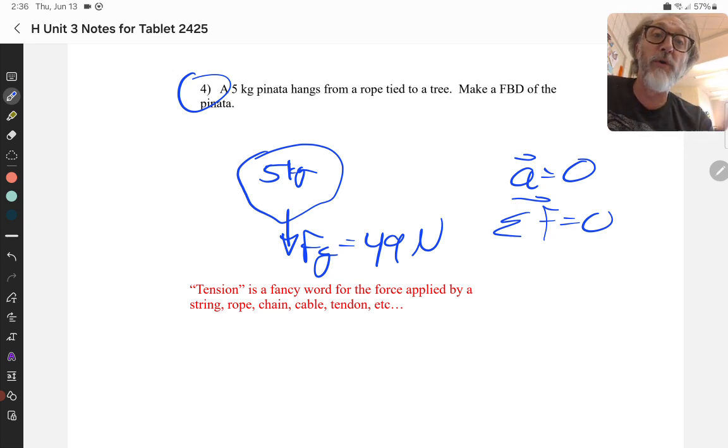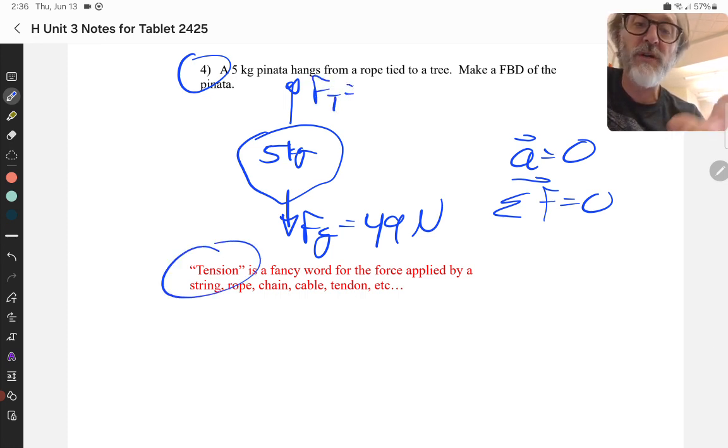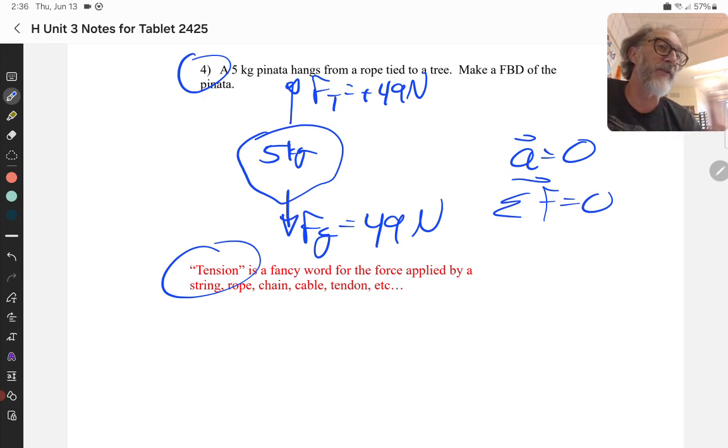What's holding it up? Oh, the rope. So remember, the force of the rope we call tension. So force of tension has to be enough to make my net force 0. So it's got to be positive 49 newtons, right? In a lot of situations, your tension works kind of like the normal force. It applies just as much force as it needs to prevent the object from moving up or down, kind of. It's a little sloppy, but all right. So that's how you deal with tension.